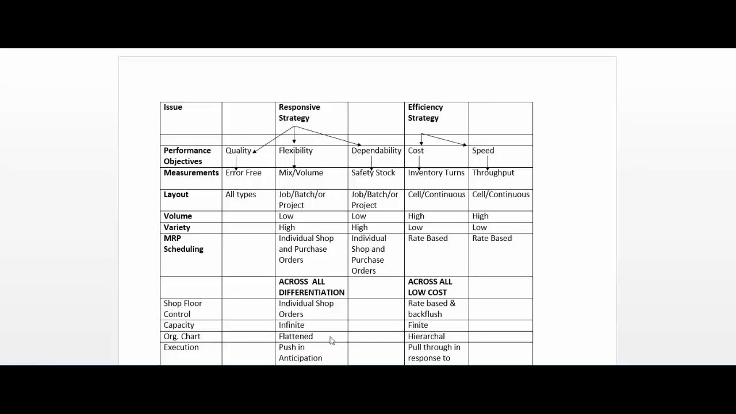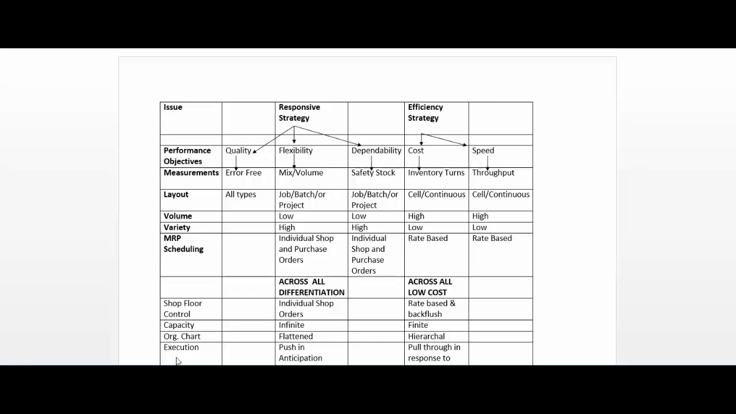Organizational charts: in a responsive strategy, the org chart tends to be very flat, not a lot of layers between top leadership and frontline operations, because decision making has got to be decentralized at the front line. The org chart tends to be very hierarchical in an efficiency strategy because pennies matter. An example would be I've got one purchasing person who's making decisions for all the different areas. So we're very hierarchical and very centralized.